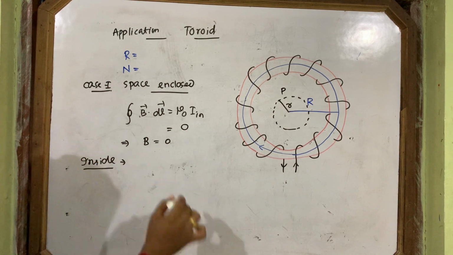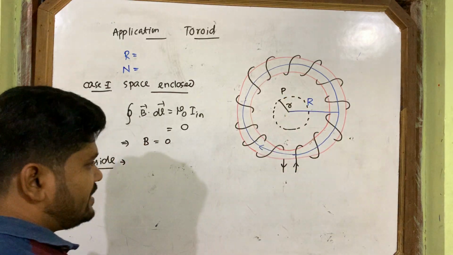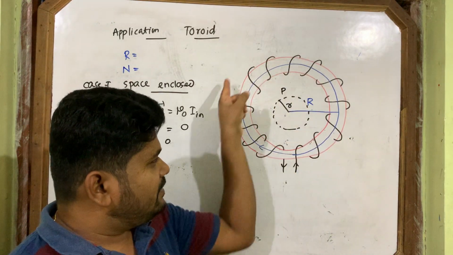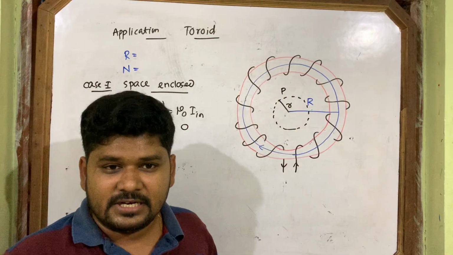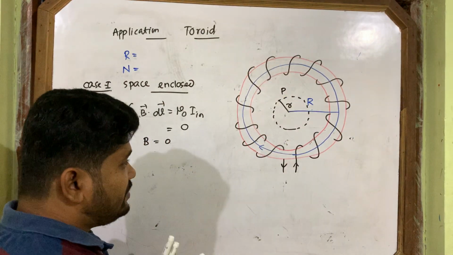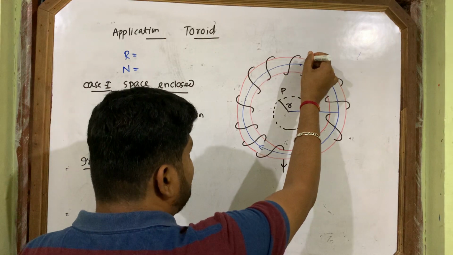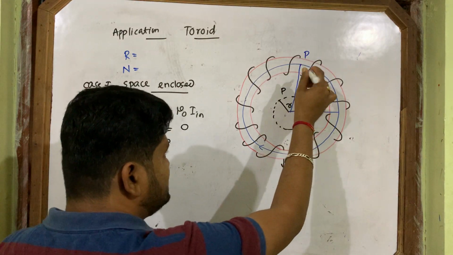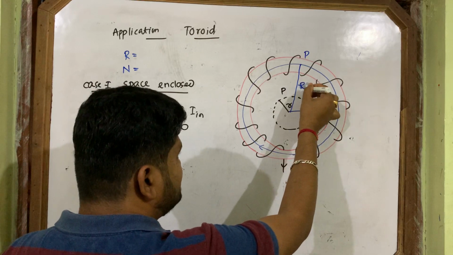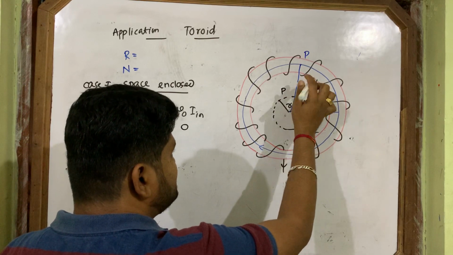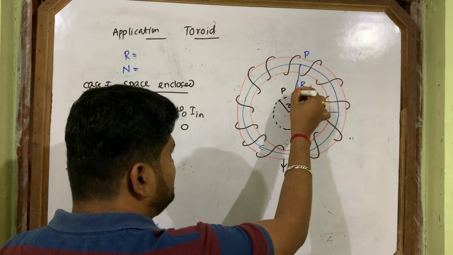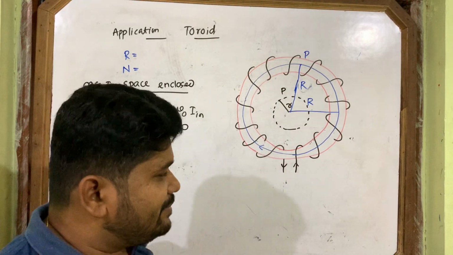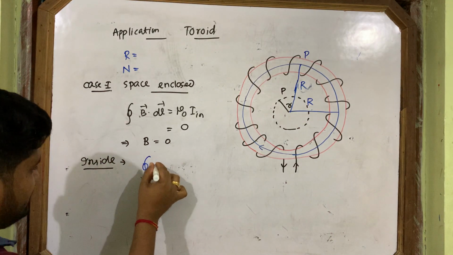Inside the toroid, we'll choose the Amperian loop. The Amperian loop will be like this blue line. Let's choose an Amperian loop because we will take a point P here. This blue line has radius capital R, which is the distance. Okay, this is our Amperian loop.